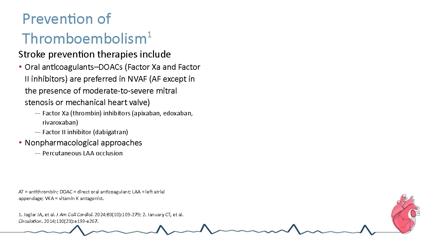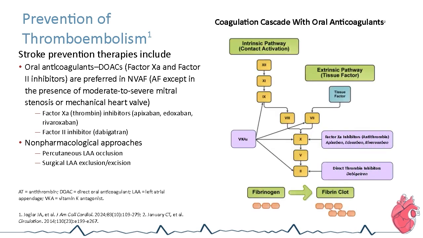So there can be a percutaneous left atrial appendage closure as well as a surgical left atrial appendage exclusion or excision. This is when they are already having open heart surgery. It's not typically done just in the setting of AFib. On our right, we have the coagulation cascade and where the oral anticoagulants affect the clotting in our blood system. The whole idea is to reduce the amount of fibrinogen and fibrin clots that come out at the end of this pathway.